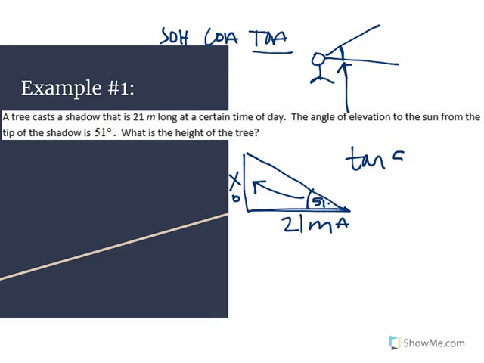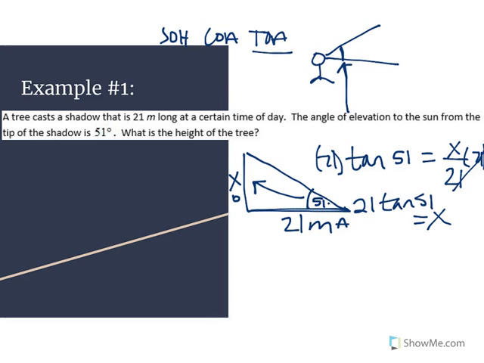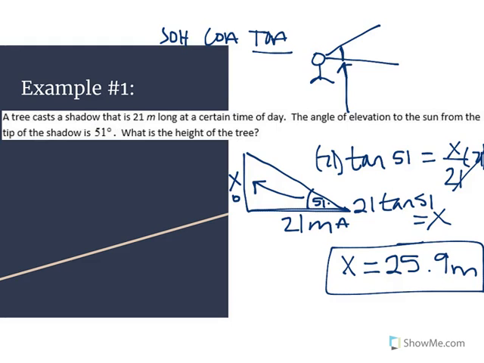And we always put the degree measure after the trig function. Then we set up our ratio. It's opposite over adjacent. I'm going to solve for this by multiplying by 21 on both sides to get that x by itself. And I get 21 tangent of 51. When I plug that in my calculator, I end up getting x equals 25.9 meters. So that is the height of the actual tree.